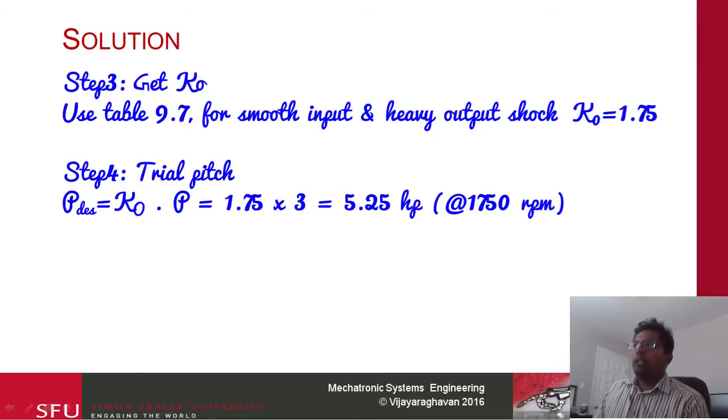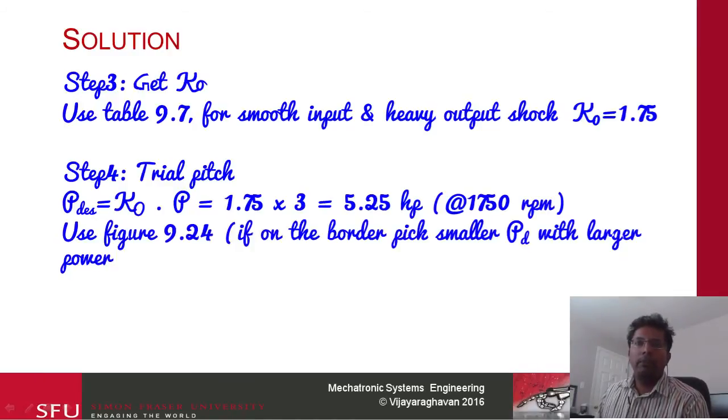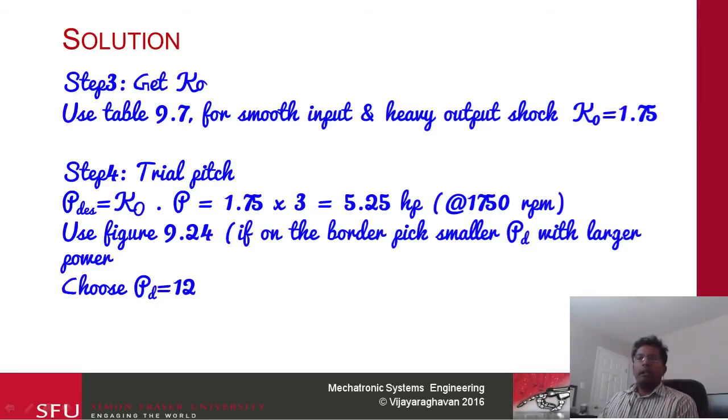So that's the diameter pitch. So we use figure 9.24. We did that, just shown in the previous step. And then we can basically calculate the diameter pitch to be 12. So once you have the diameter pitch, you can actually calculate the face width, the nominal face width at least. So that's going to be 12 divided by PD.